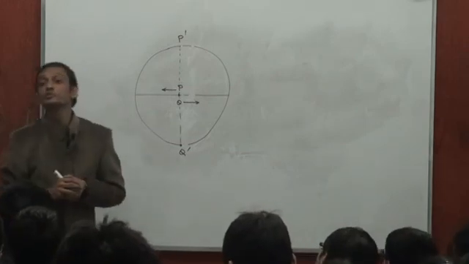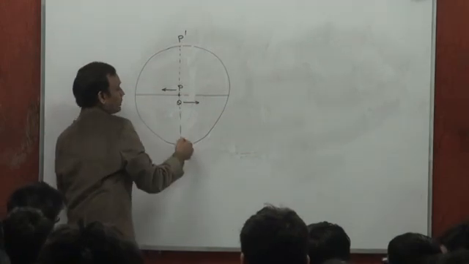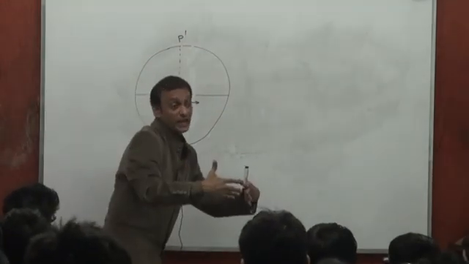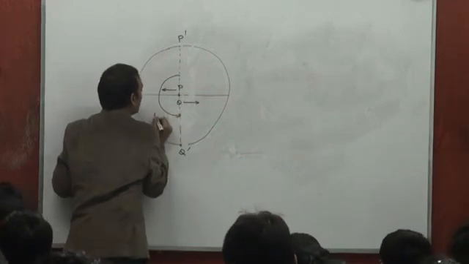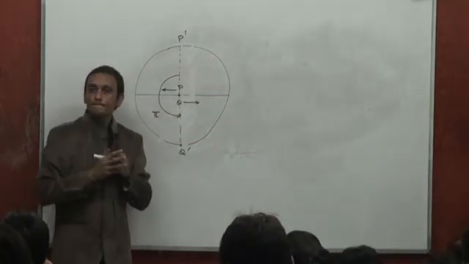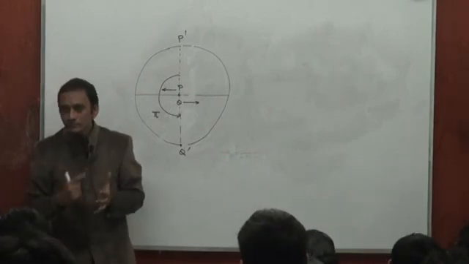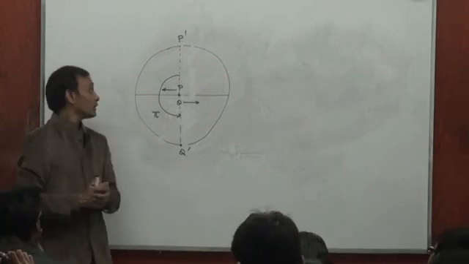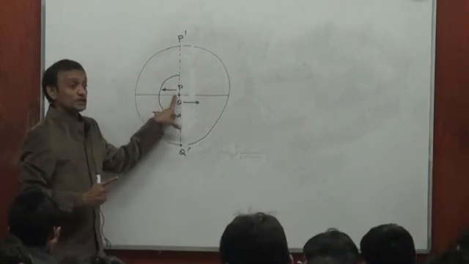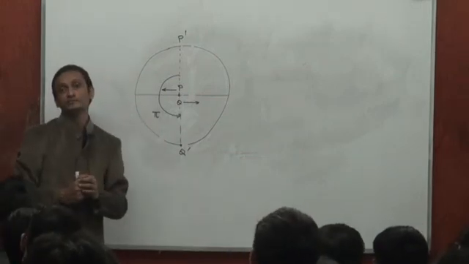What's the phase difference between the two particles? Pi. Look at P prime, Q prime, and the angle that they together subtend at the center of the circle. So the phase difference between them is pi. They are at these mean positions, but headed in opposite directions. The phase difference is pi.